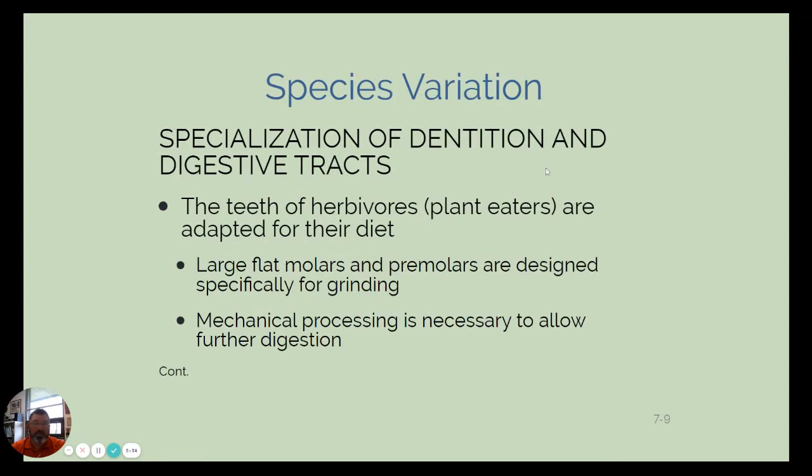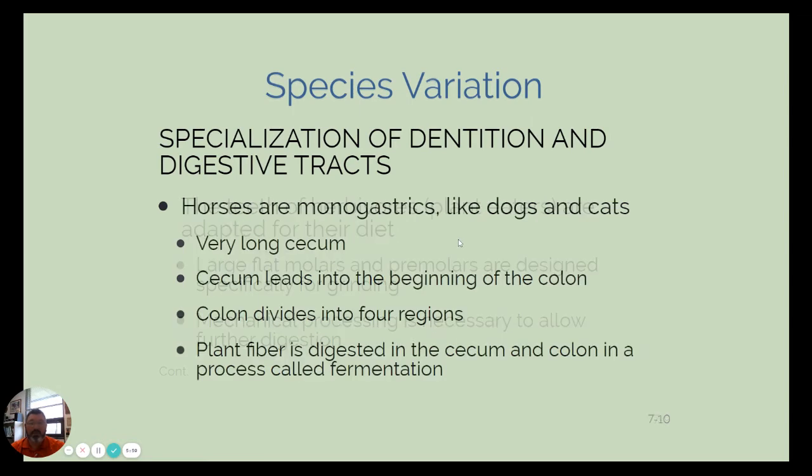A little bit on species variation before we get into ruminants. The teeth of herbivores are adapted to their diet. When we start talking about ruminants, monogastrics have both upper and lower incisors and a full mouth of teeth. Ruminants do not have upper incisors, and their jaw is offset a little bit. So there's a lot more mechanical processing needed to allow for full digestion.